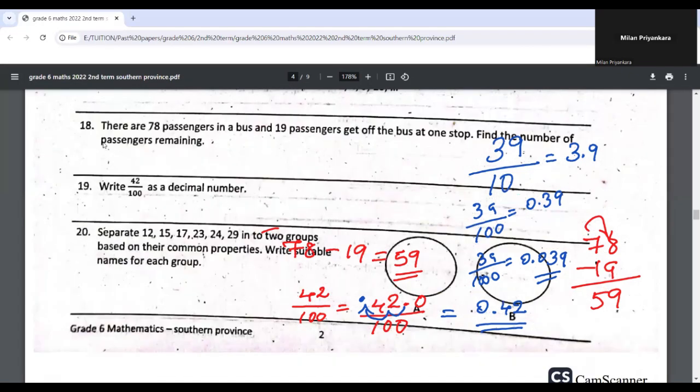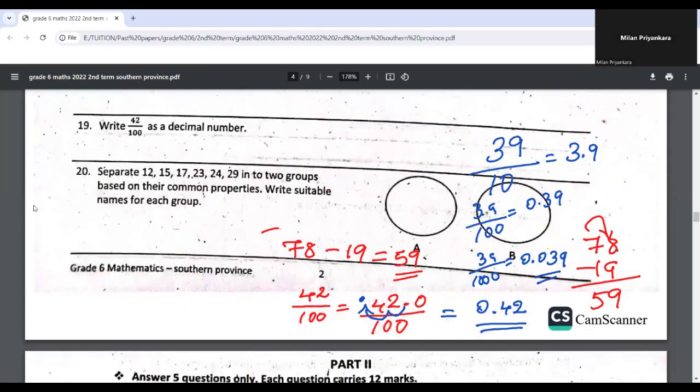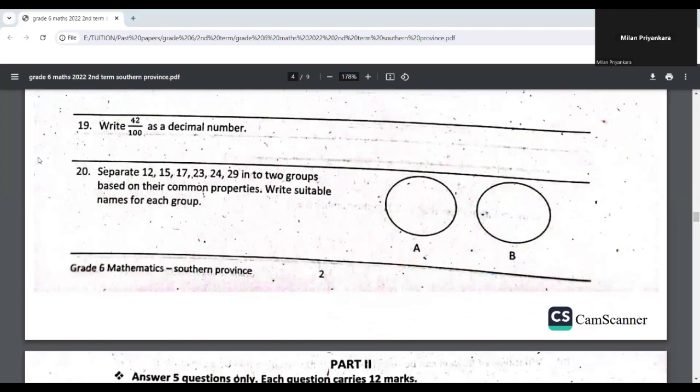And then let's go to the last question of this part 1. And this is going to be the 20th question. Separate 12, 15, 17, 23, 24, 29 in 2 groups based on their common properties. Write suitable names for each group. So here I can write A equals odd numbers and B equals even numbers.